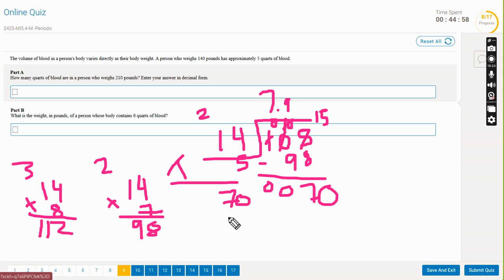We know that 14 times 5, we already found it. It's 70, so put the 5 here. This is nothing. Please ignore this. So 7.5 is your answer. And they told us to write it in decimal form, so this is what we did.